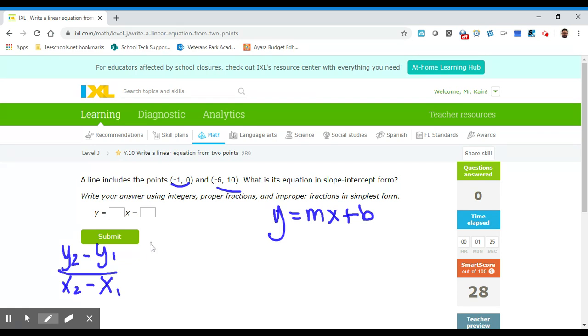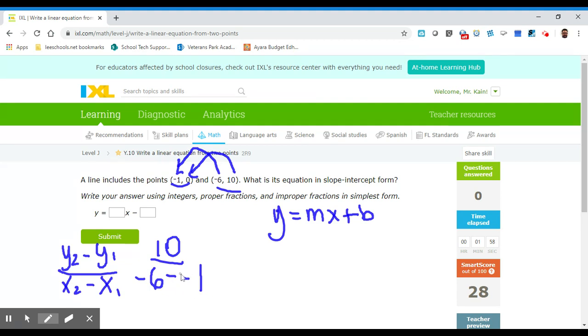So let's use our process. Which of these y's is the bigger number? 10 is bigger. So let's go 10 minus 0. 10 minus 0 is 10. Now here's where it gets tricky, because now we're going to do negative 6 minus 1. So remember, negative 6, the minus is already in our equation, and we're dealing with a negative.